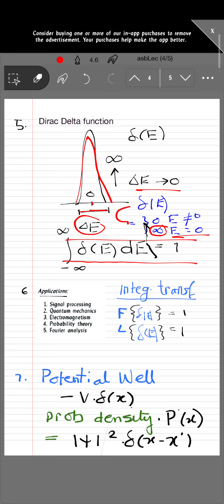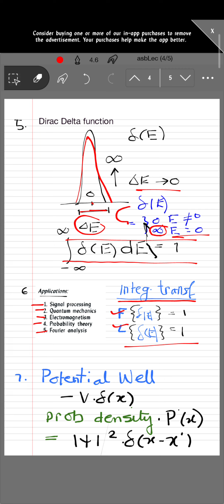Right. So these sorts of delta functions are used in various areas of science and engineering, like in signal processing, in quantum mechanics, in electromagnetism, in probability theory, and in Fourier analysis. Now, in Fourier analysis, if you do the integral transforms, that is the Fourier and the Laplace, they will also give the value to be equal to 1.